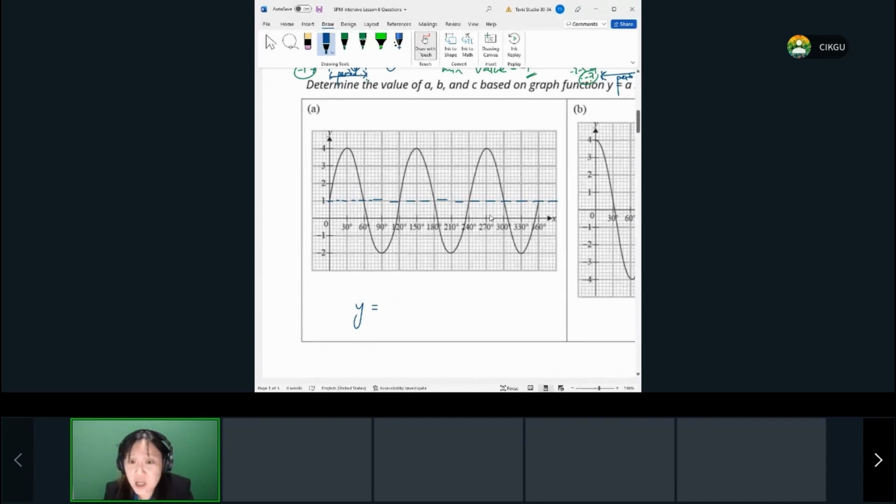Because it started off from the middle value, right? Looks like this, and then come back here. This looks like one cycle, and then there's another cycle here, and another cycle here. Looks like there are three cycles. So one step at a time. Y equals A sine bx plus c. Now we have to fill it up one by one. Let's start from A first. Recall what A means.